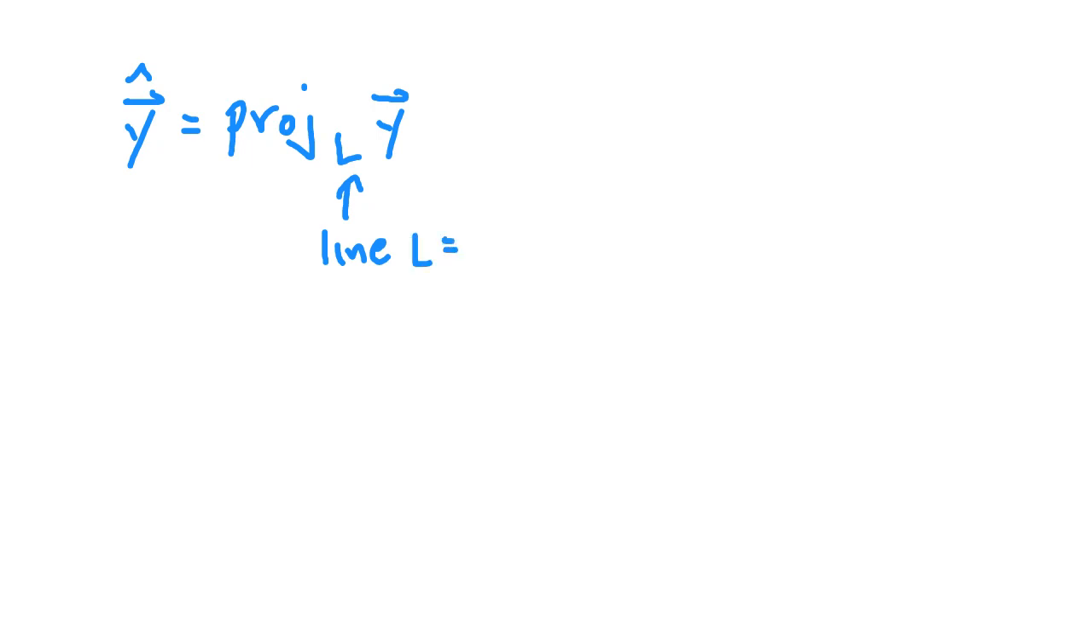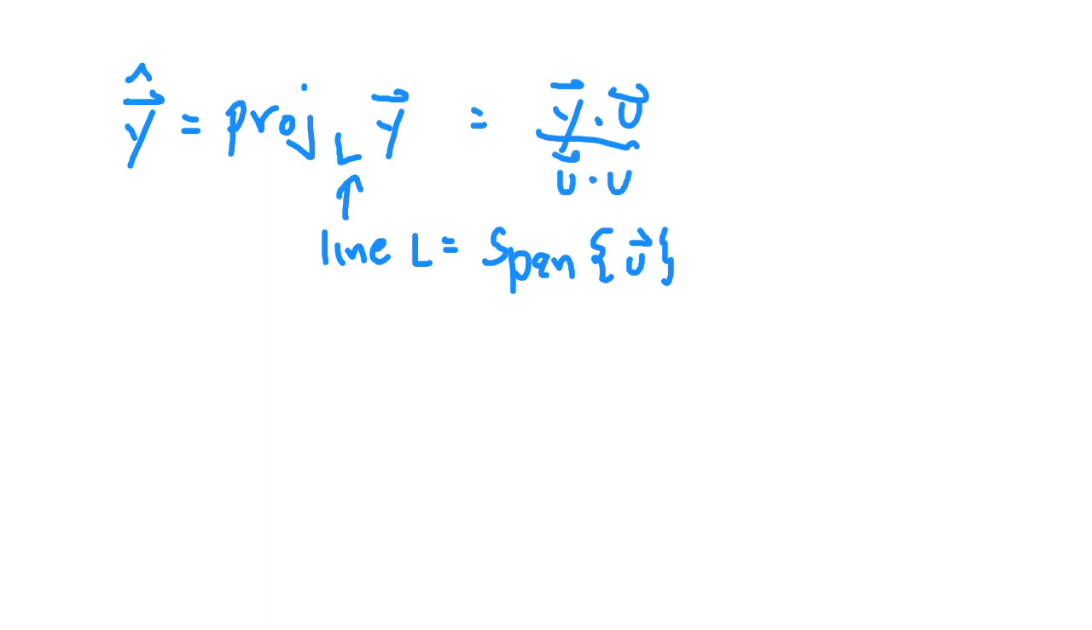Okay, so all right, we learned that y hat, if it's the projection of the vector y onto a line, line L, which is equal to the span of some vector u, that projection is equal to y dot u over u dot u times the vector u.